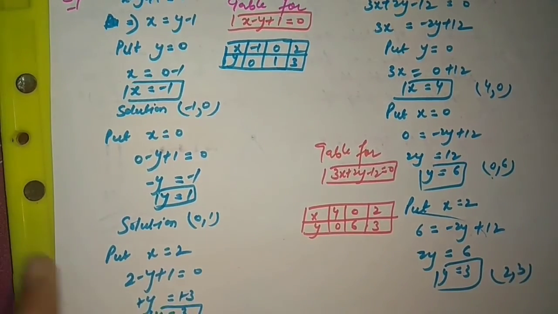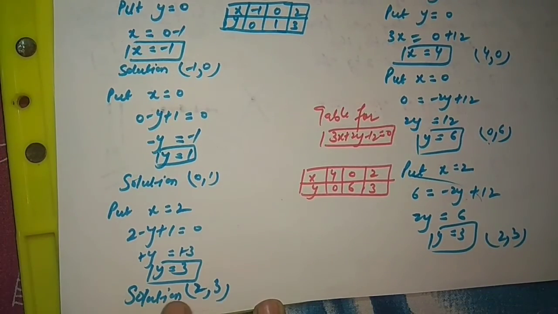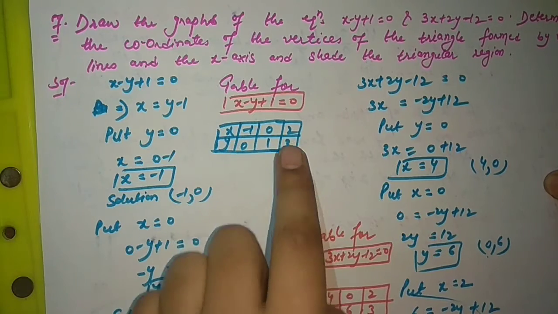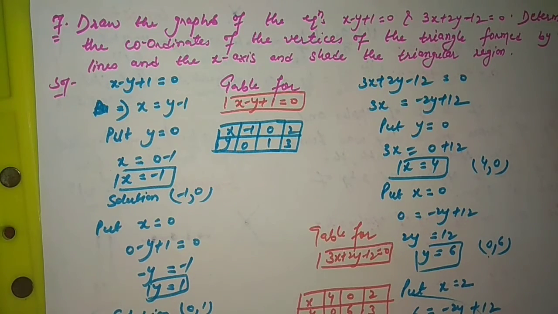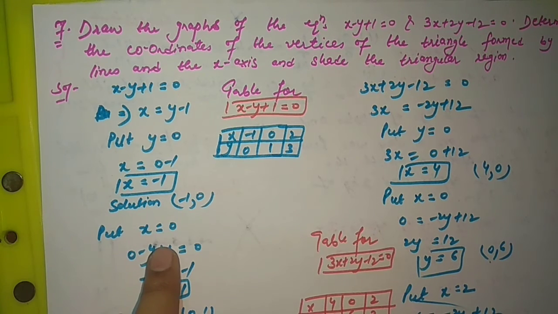So next is x is equal to 2. Then put this in the equation. We have y is equal to 3. So this is another solution 2 comma 3. Again put it in the table. So here we have our table for the first equation. 3 values are sufficient for an equation for drawing a line, and always try to let y is equal to 0 at one solution and for another solution let x is equal to 0.